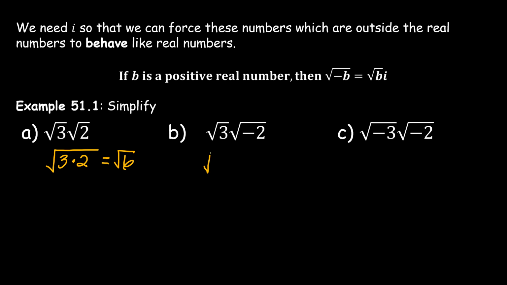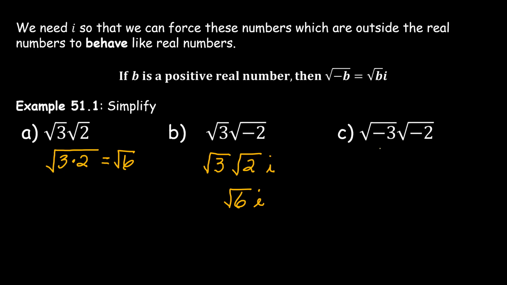What we're going to do, instead of writing it as the square root of negative 2, we're going to write it as the square root of 2 i, with i on the outside, because i is the square root of negative 1. And now we've got two real numbers here. Square root of 3 times square root of 2, that's a real number. I know how to do that. Square root of 6, and then there's this i here that represents the square root of negative 1.